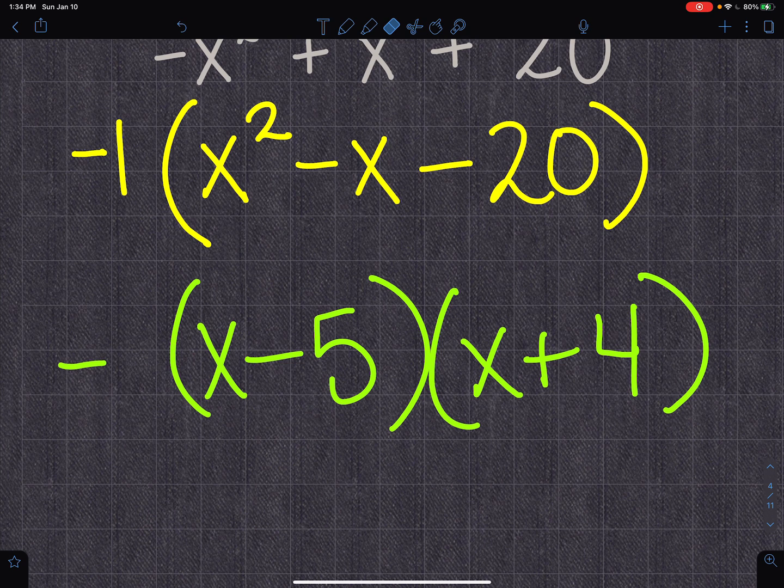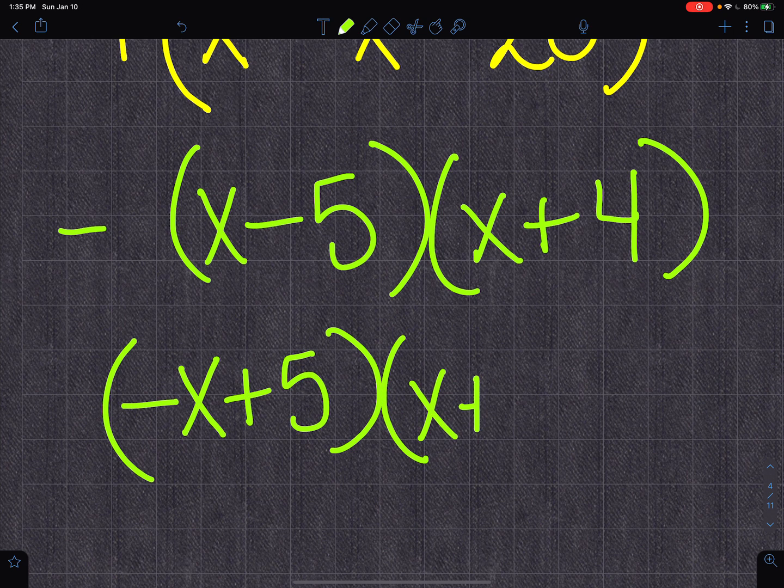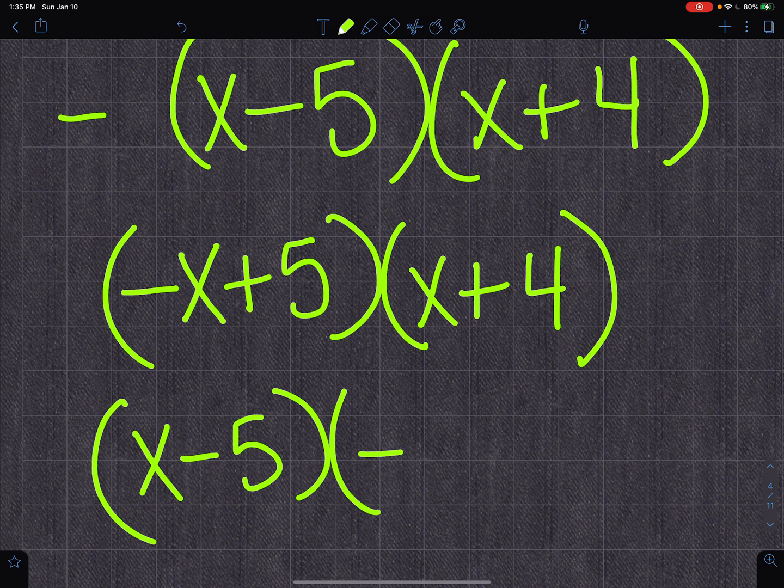Basically, here they take it one more step further, because they say when you've got a negative 1 out here, you could have multiplied the negative 1 by either binomial. So you could make it look like this. You could do negative x plus 5 and then x plus 4. Or you could keep the first one the way it is and change the signs on the second one.